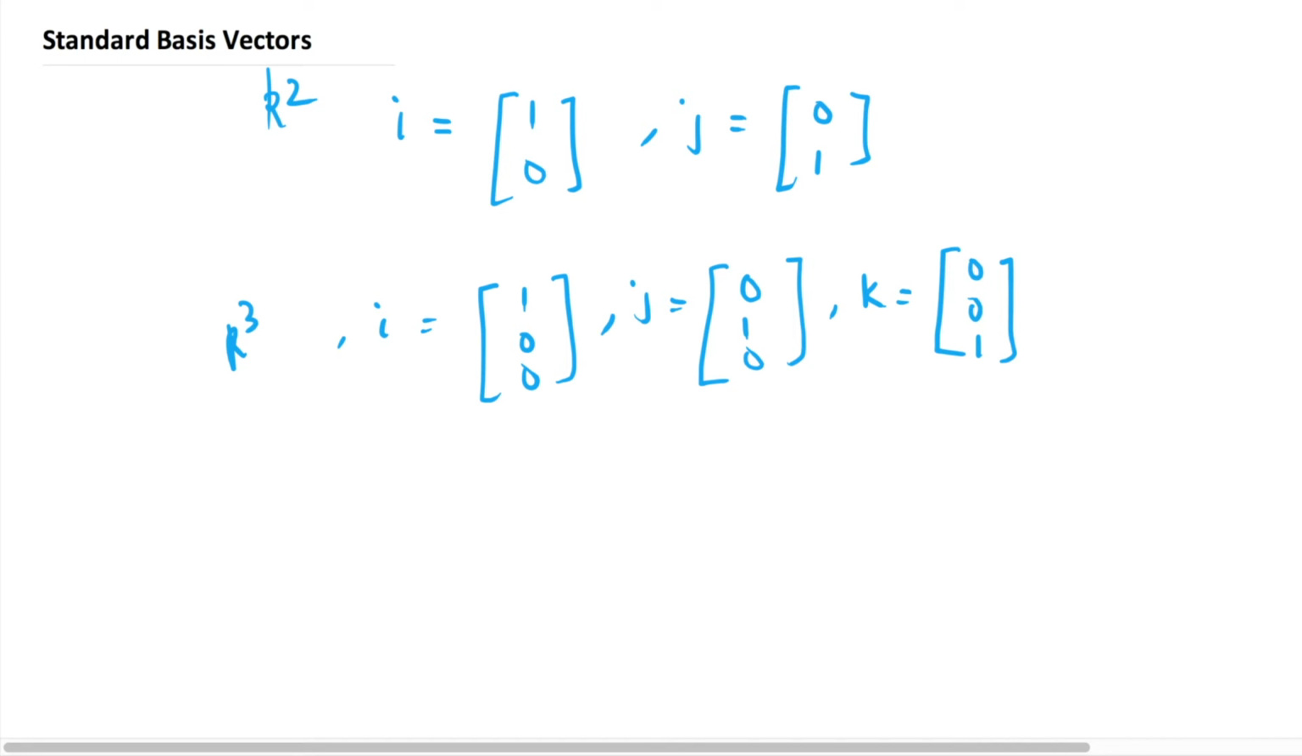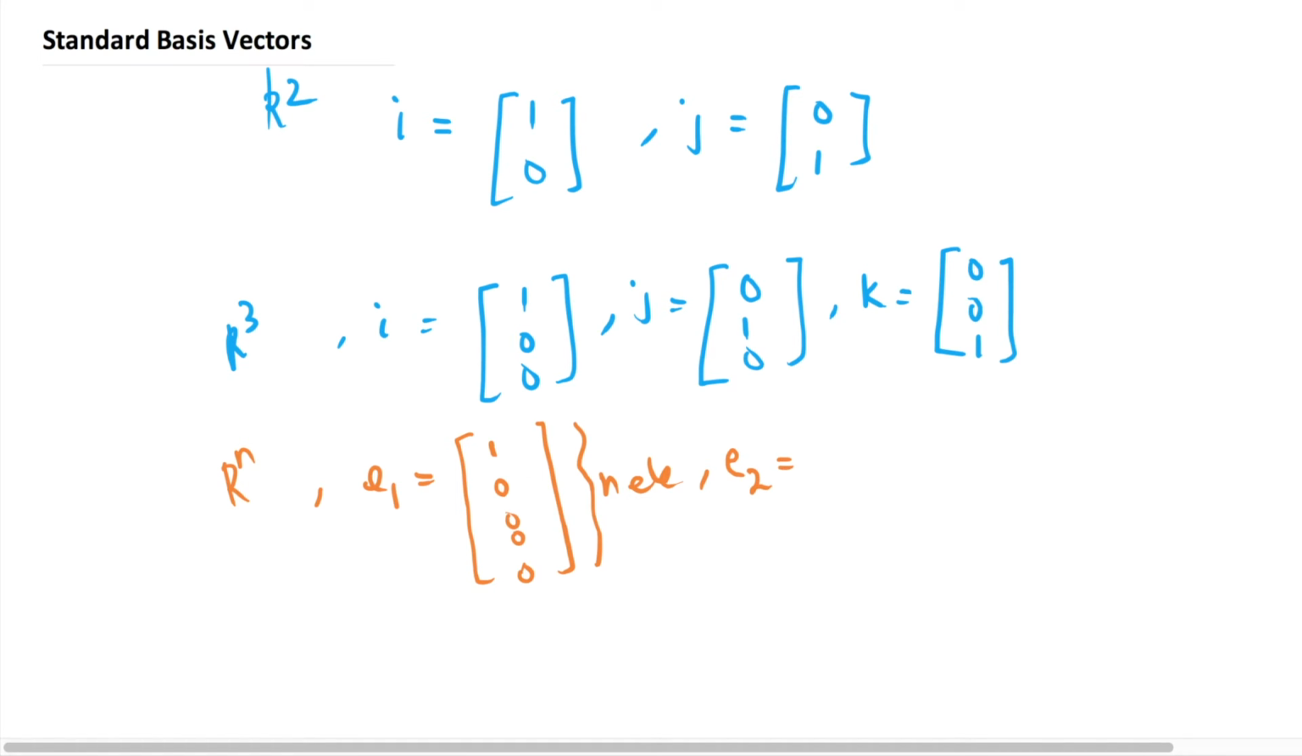And the standard basis vectors in Rn, and by now you might have guessed it, are, let's say, e1, which is equal to (1, 0, 0, 0) till n. So this e1 will have n elements, such that the first element will be 1, and likewise e2 will have the second element 1, and all the rest, the n minus 1 elements, will be 0. All right.